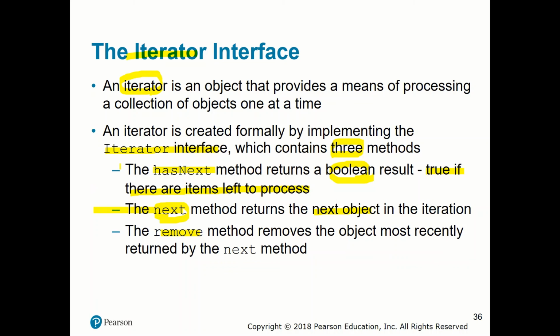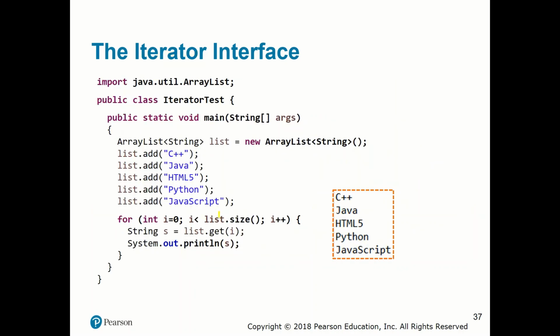Here we will use the hasNext and next methods. I'll show you how to use the Iterator interface. At first, let's see this example. You know ArrayList. Here I made an ArrayList called list, and the ArrayList holds String objects. And then using the add method, I add 5 strings into the ArrayList. So C++, Java, HTML5, Python, and JavaScript are stored in the ArrayList.